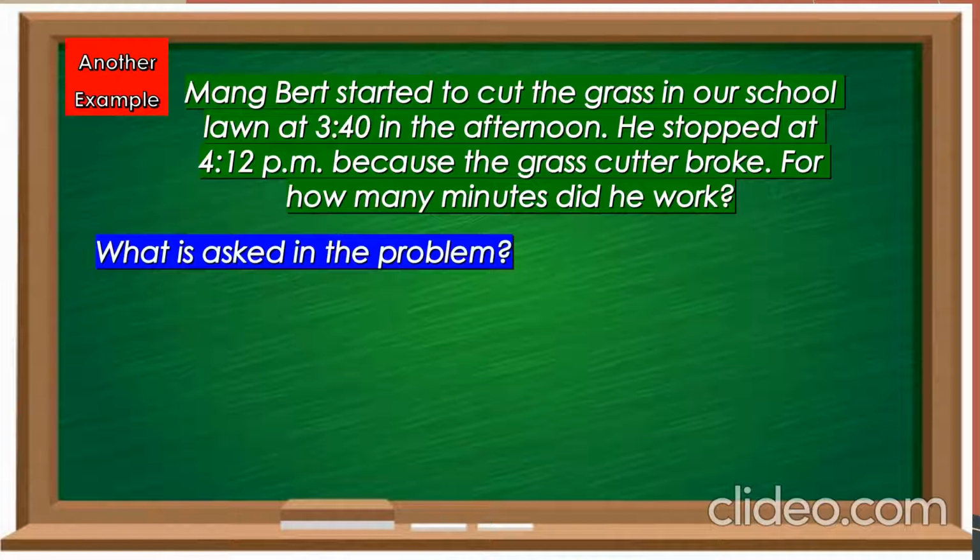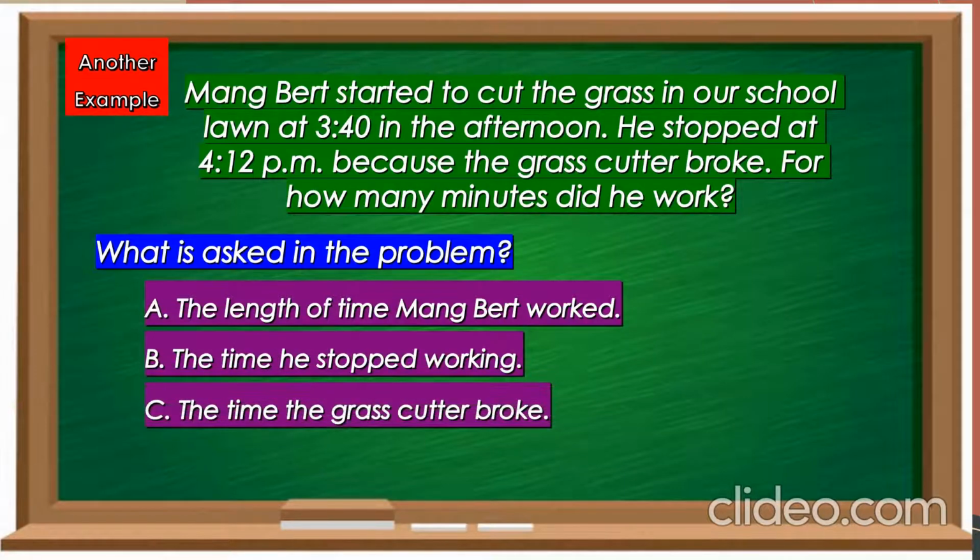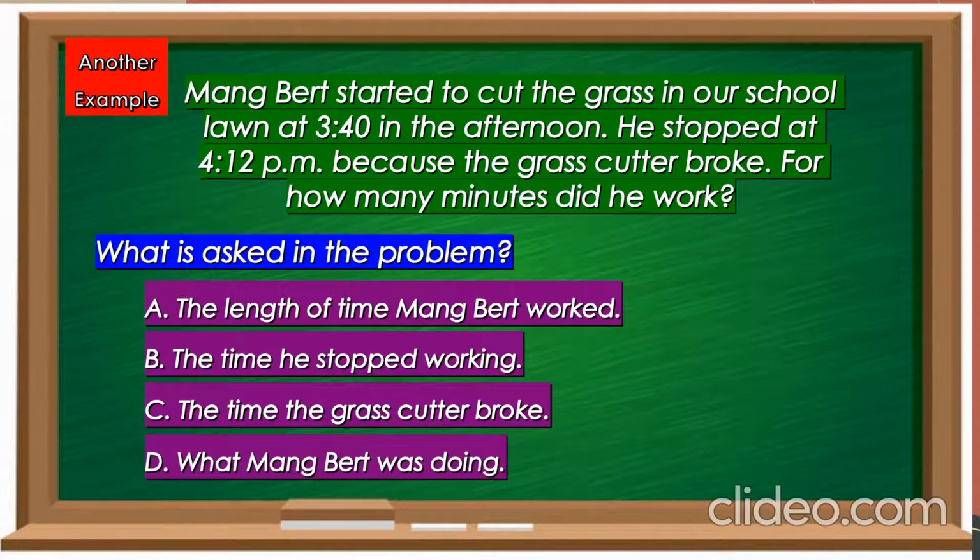In this case, we have 4 choices. Letter A, the length of time Mangbird worked. Letter B, the time he stopped working. Letter C, the time the grass cutter broke. Or letter D, what Mangbird was doing. What is asked in the problem? Is it A? Is it B? Is it C? Or is it D? 5 seconds.